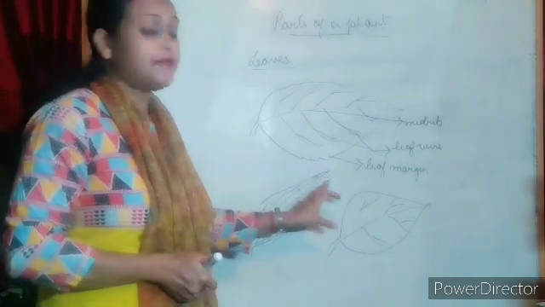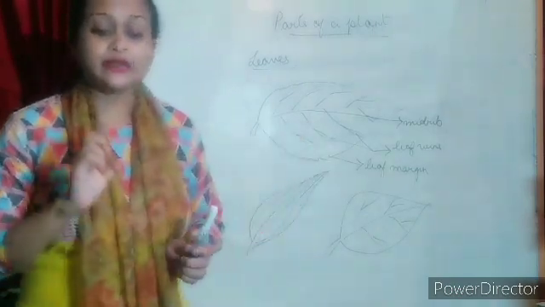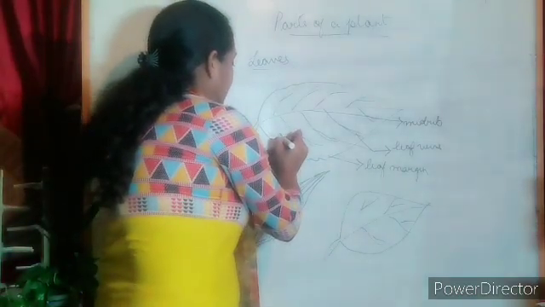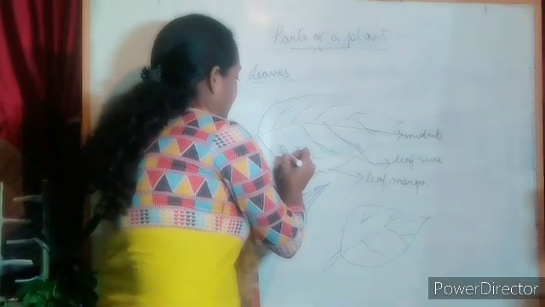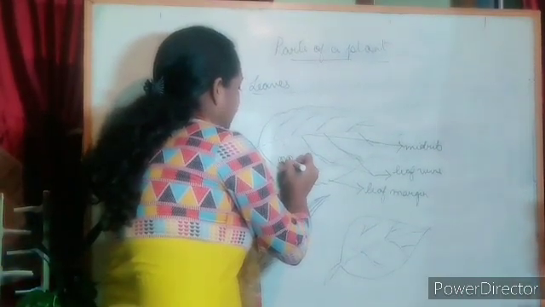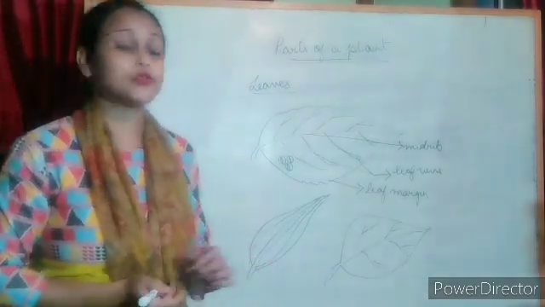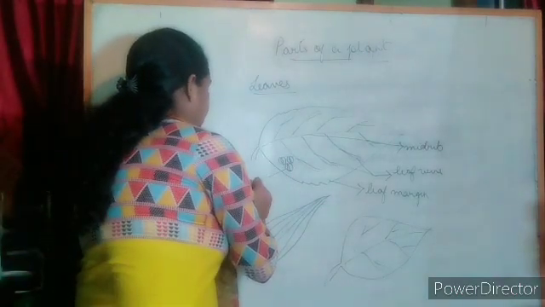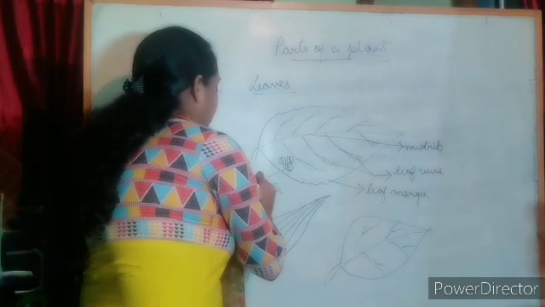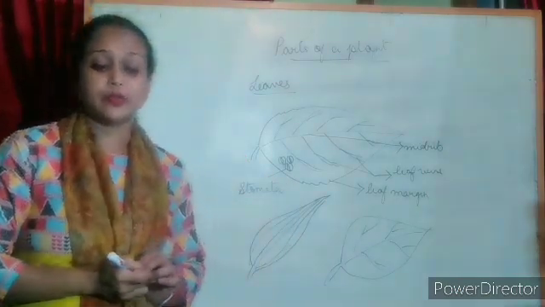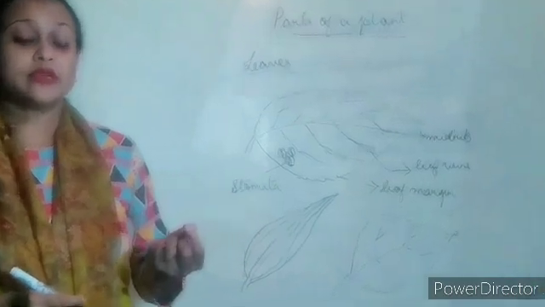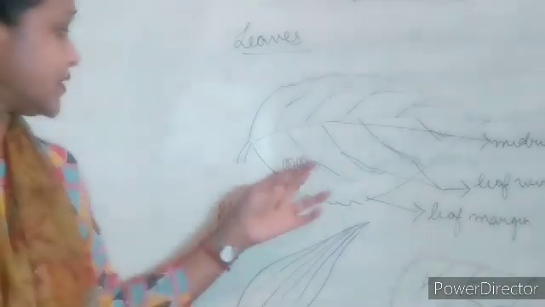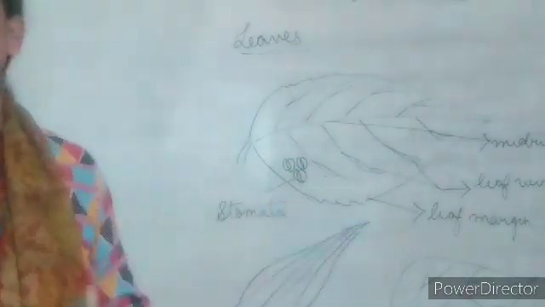Now if we observe a leaf properly, that is under a microscope, we will find that there are small holes. This can be observed only under a microscope. These small holes are known as stomata. Stomata are tiny pores which are present on the surface of the leaf, and through these stomata air enters into the leaf.